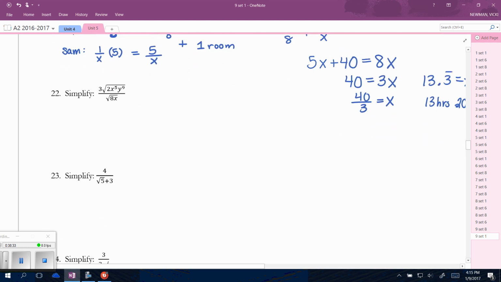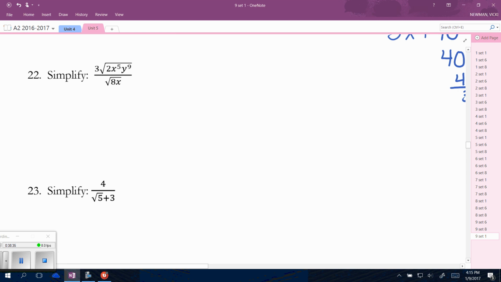22. If you have a monomial with a square root in the denominator, you need to multiply by that same monomial. So multiply by square root of 8x over square root of 8x. You can multiply outsides and insides. So 2 times 8 is 16. X to the 5th times x is x to the 6th. And then you've got y to the 9th.